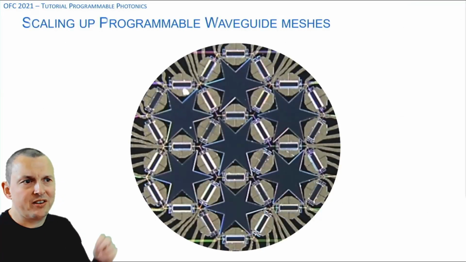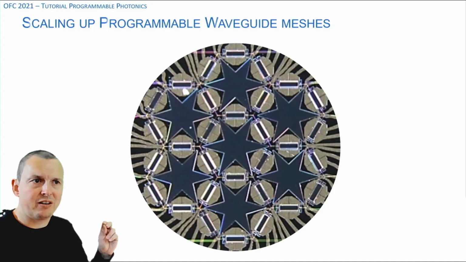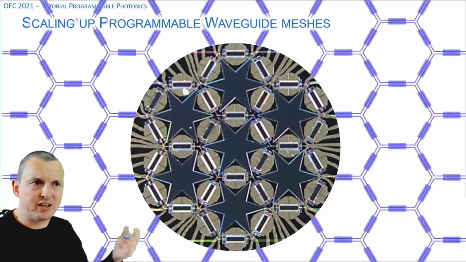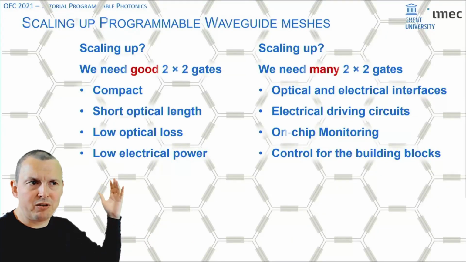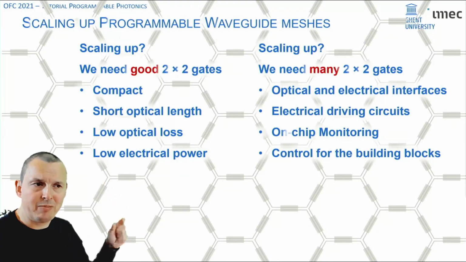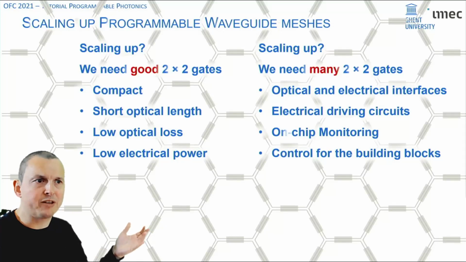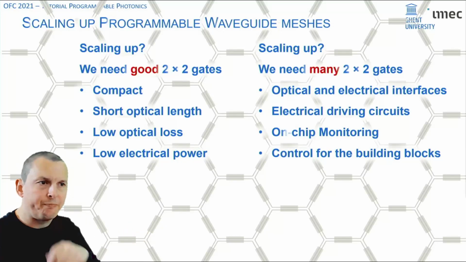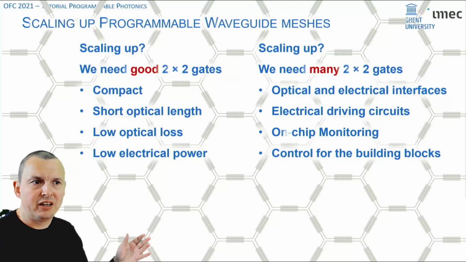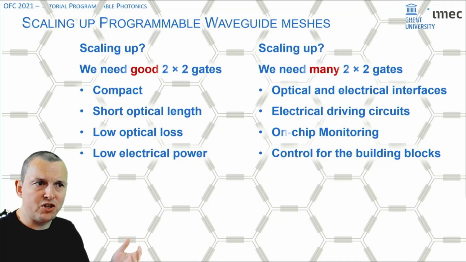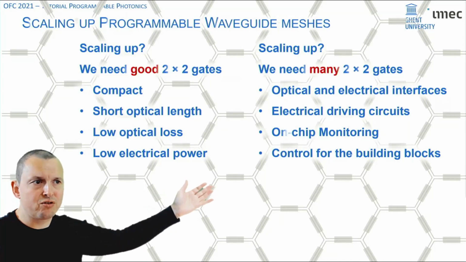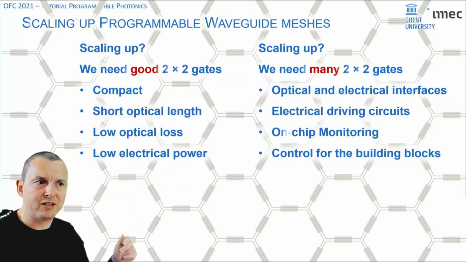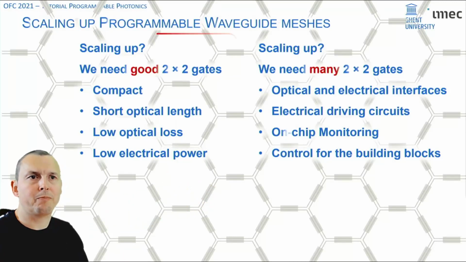So that means if we want to make these programmable photonics and we want to scale them up, we have to impose certain requirements. A good 2x2 optical gate should be short to limit the delays and to make large free spectral range. It should have a low optical loss. It should have low electrical power because you want many of these gates on the same chip. And it should be compact. And then you need to be able to integrate a lot of those, so you need lots of electrical and optical interfaces and driving circuits to make that work.